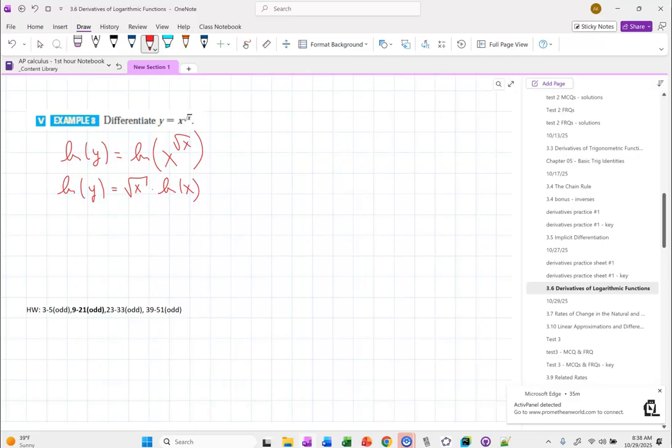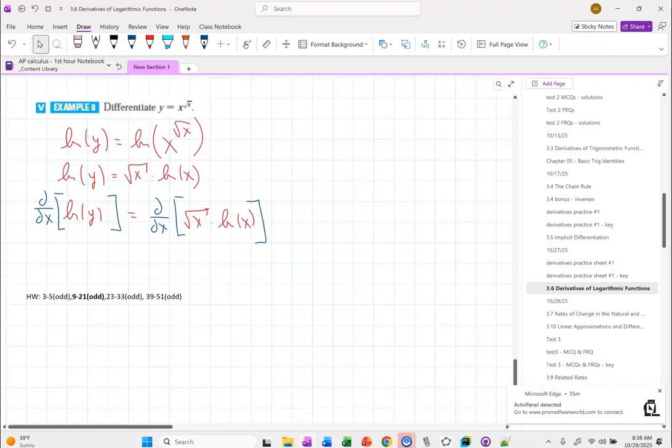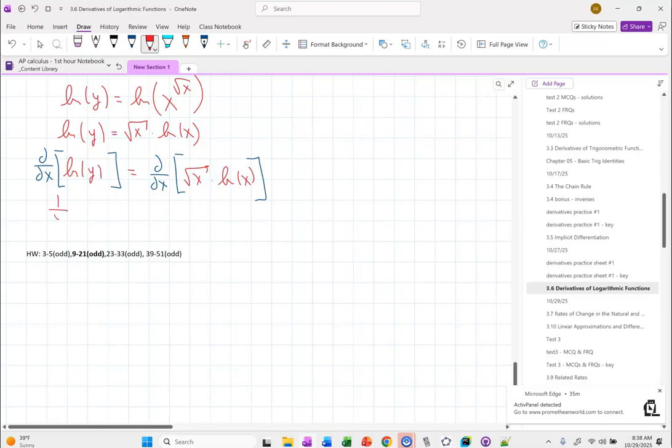it allows us to rewrite it using the power property of logarithms. And now, if I take the derivative of both sides, no longer do I have a derivative that I can't handle using the rules that we currently have. So the derivative with respect to x of the natural log of y is 1 over y dy dx.